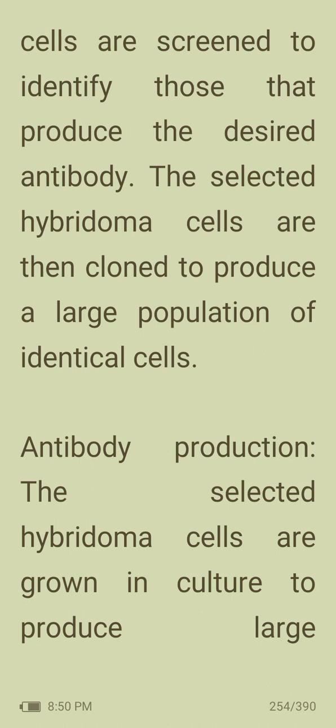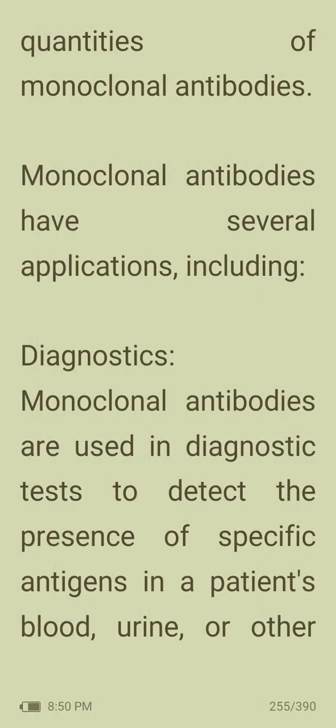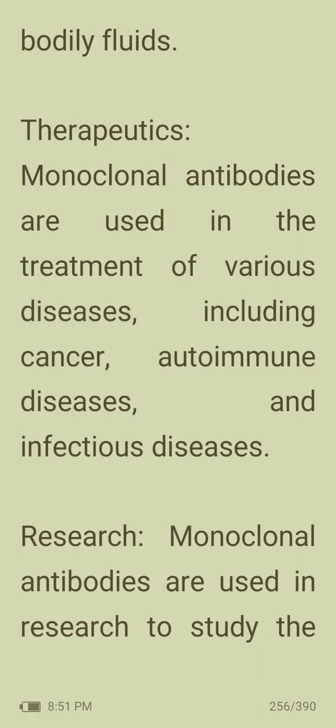The selected hybridoma cells are then cloned to produce a large population of identical cells. Next, antibody production. The selected hybridoma cells are grown in culture to produce large quantities of monoclonal antibodies. Monoclonal antibodies have several applications, including diagnostic purposes. They are used in diagnostic tests to detect the presence of specific antigens in a patient's blood, urine, or other bodily fluids. They are also helpful in therapeutics: monoclonal antibodies are used in the treatment of various diseases, including cancer, autoimmune diseases, and infectious diseases.